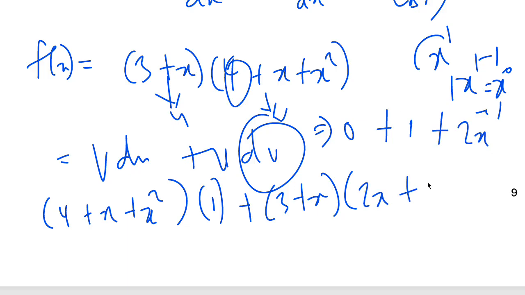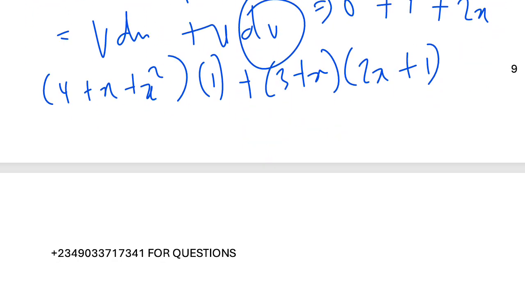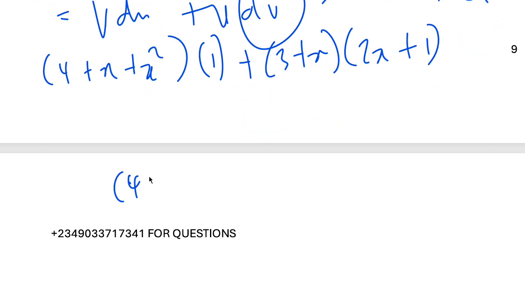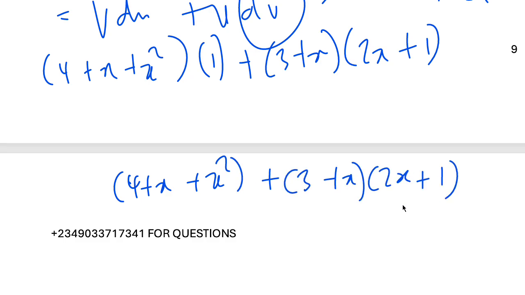Into what? 2x plus 1. So that's simply the answer. So our final answer is 4 plus x squared plus 3 plus x into 2x plus 1. And I think this could be simplified.